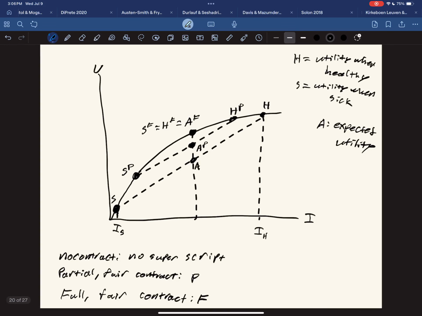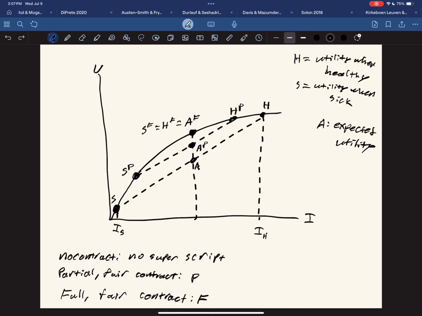So let's say I have an unfair partial contract, right? And let's say the unfair partial contract is going to pay this much in the healthy state and this much in the sick state, right? So you'll notice that my average payoff there is about here, right? Which is not as good as the full insurance contract. But it's still higher than my payoff when I'm uninsured, right?